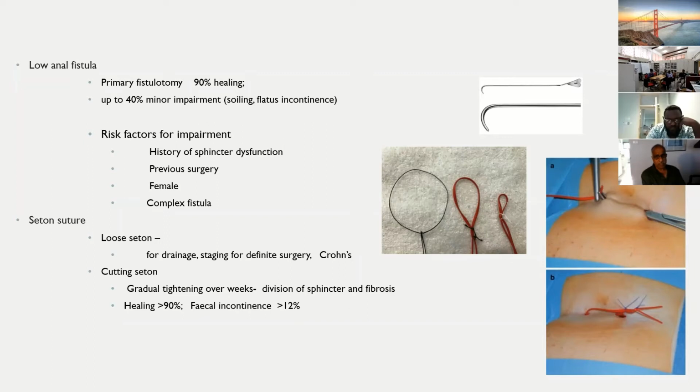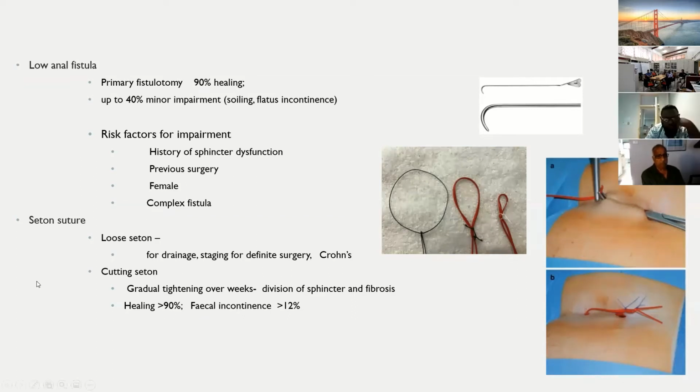My experience in the past is that when you do that, there is a tendency for the seton suture to migrate further distally, and when you examine them at a later time, the fistula becomes very simple, so you can do a fistulotomy. Cutting seton is the other way of dealing with it.